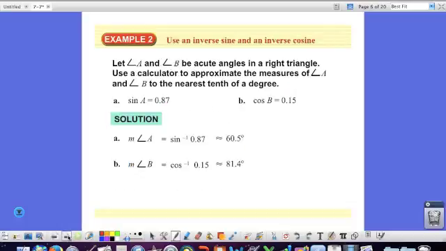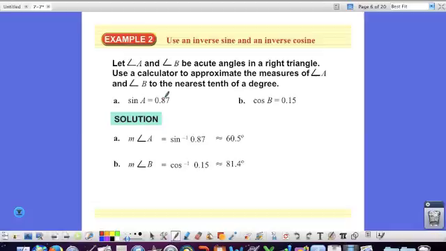We can do the same thing for the sine and the cosine. So for instance, if we have an opposite length and a hypotenuse length, that when we divide them, we get 0.87. I go into the calculator, I press the second button, 0.87 sine⁻¹, and in my calculator I get 60.458639, etc., that rounds to 60.5.